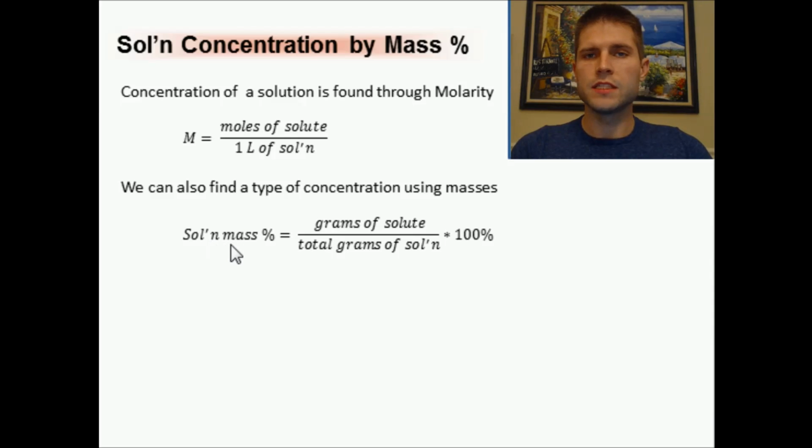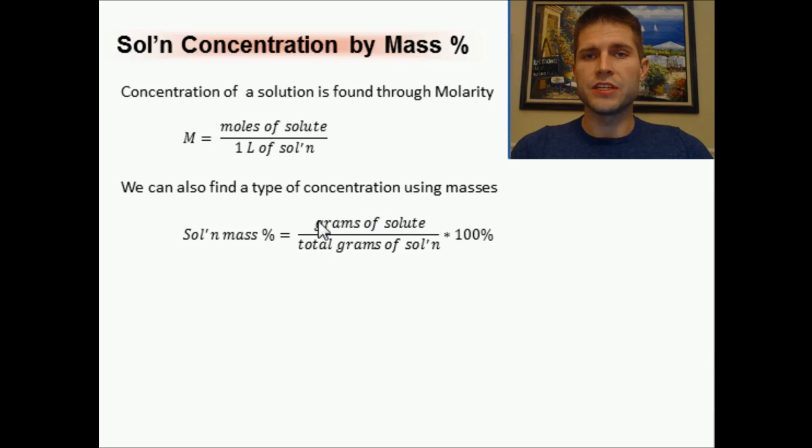So the solution's mass percent is going to be the grams of solute. So if we're taking sodium chloride and throwing it in water, it's going to be the grams of sodium chloride divided by the total grams of solution. So we know in this case that due to the law of conservation of mass, the total mass of the solution is going to be the mass of the solute plus the mass of the solvent.